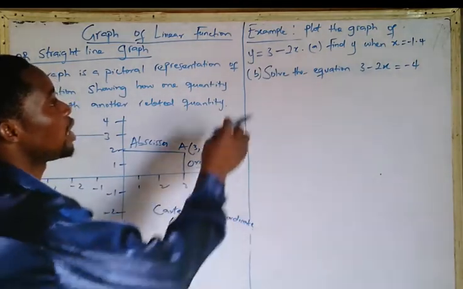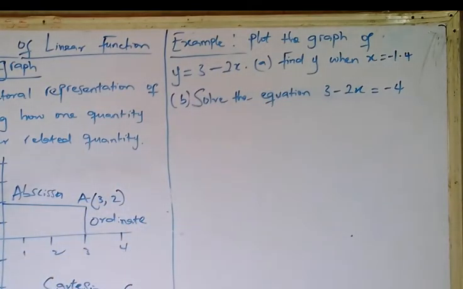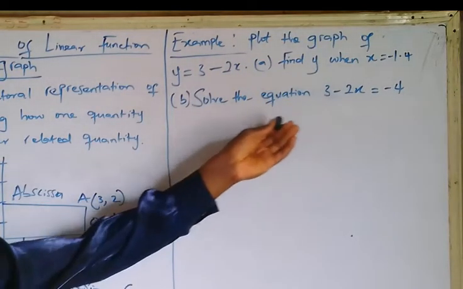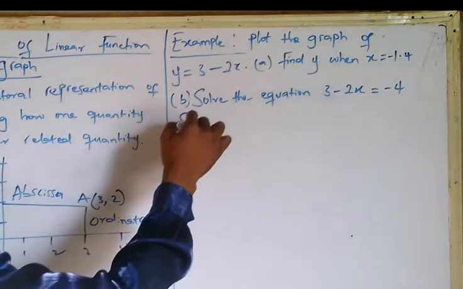Plot the graph of y equals 3 minus 2x. A, find y when x is minus 1.4. And B, solve the equation 3 minus 2x equals minus 4. How do we solve this question? Solution.